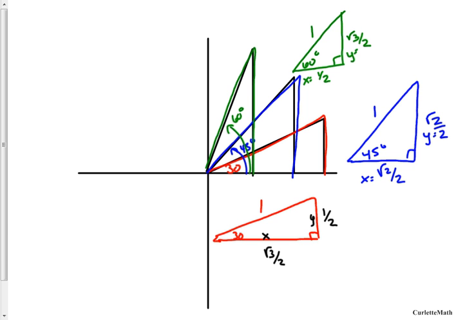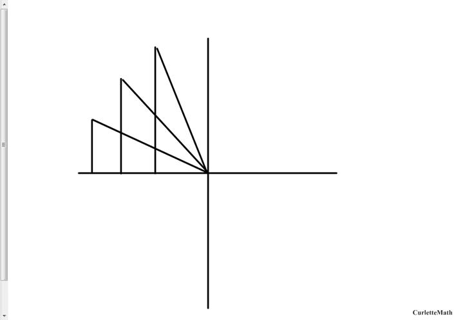Now, before I move to the other slide, what happens if I take these angles and I put them in quadrant 2? Well, we're moving from the x-axis. So moving up from the x-axis, that's 30 degrees. Moving up from the x-axis, that's 45 degrees. Moving up from the x-axis, this triangle would be 60 degrees.